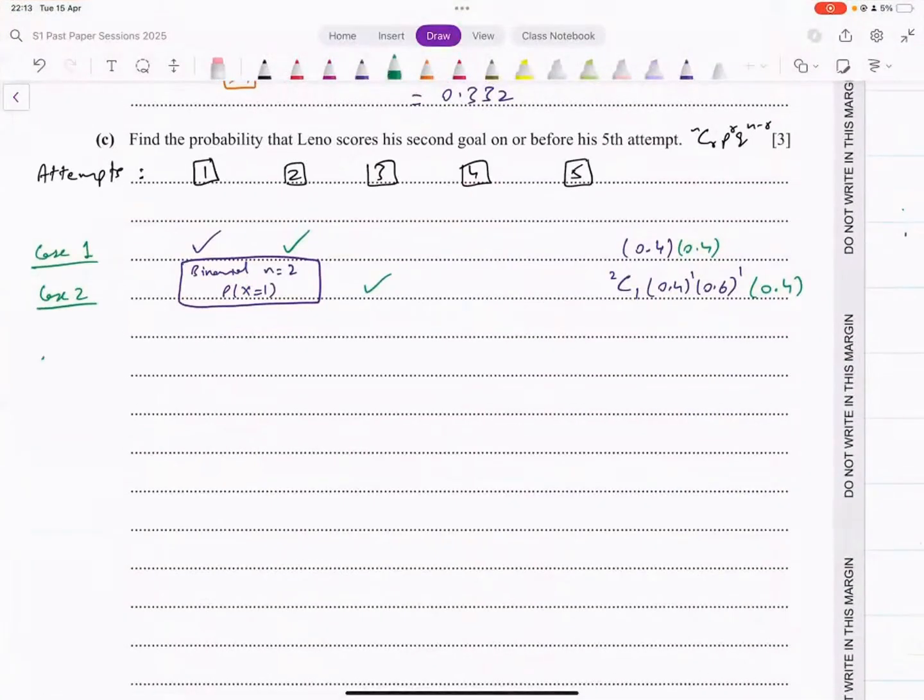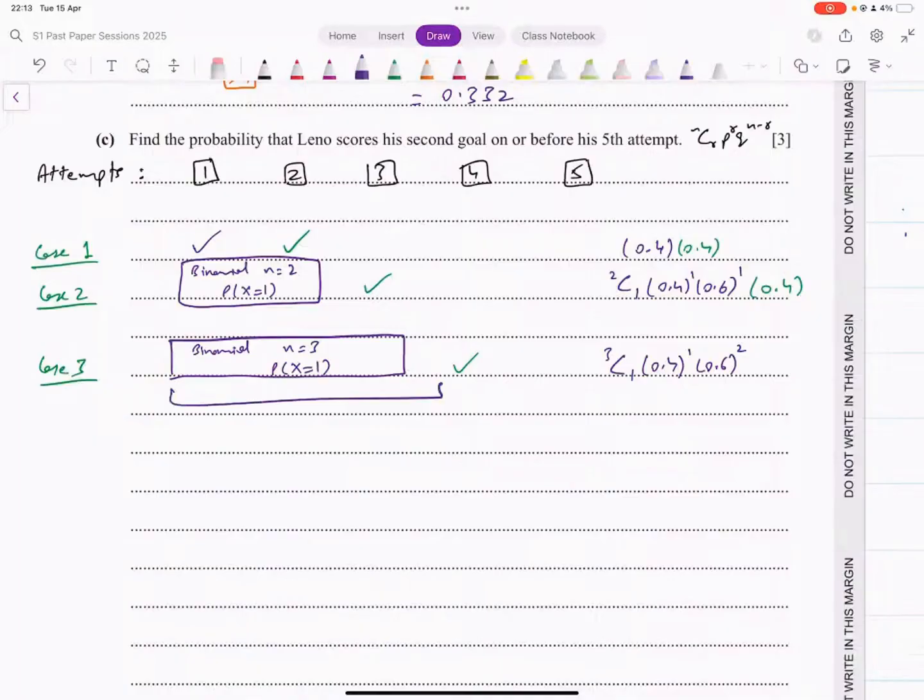Case three would be that the second success comes on the fourth attempt. That means in the first three attempts, we want one success. So this is a binomial with n equal to 3, and we want one success here. What will be the probability of that? 3C1 into 0.4 raised to power 1 into 0.6 raised to power 2, that out of the first three attempts, we want one success. And then there's a success on the fourth attempt as well. The probability of that is 0.4.